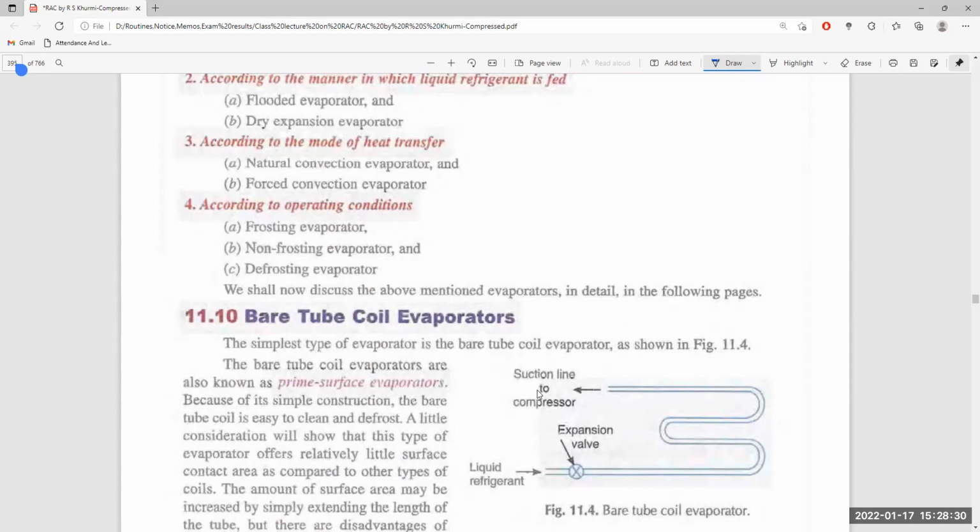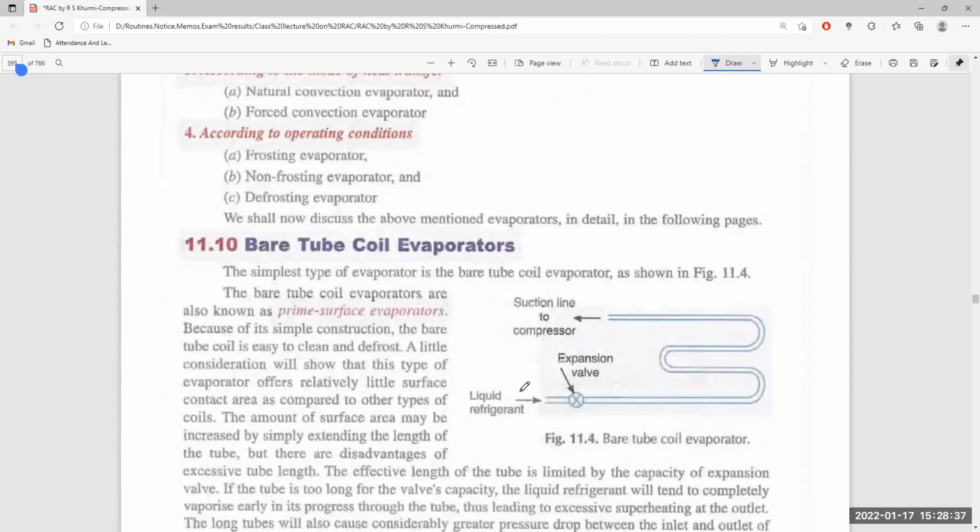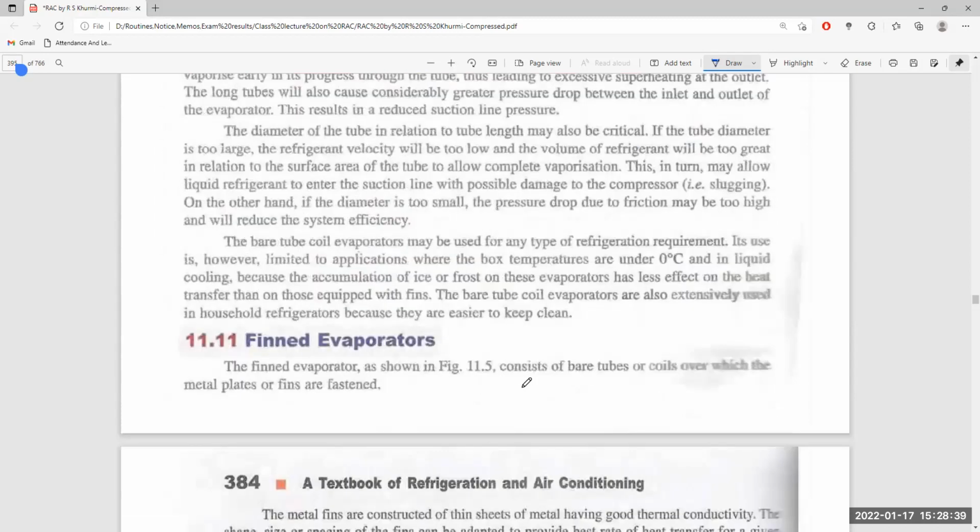We now go through the above mentioned evaporator details. Bare tube coil evaporator.